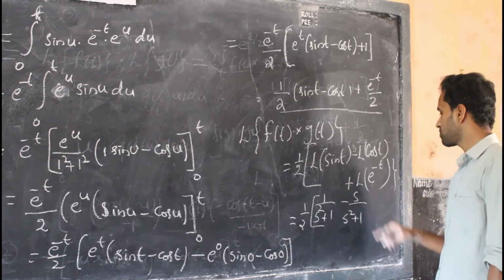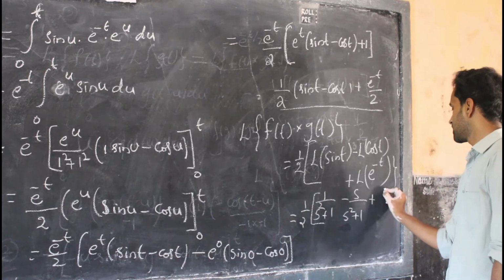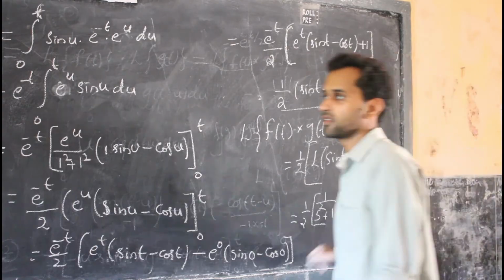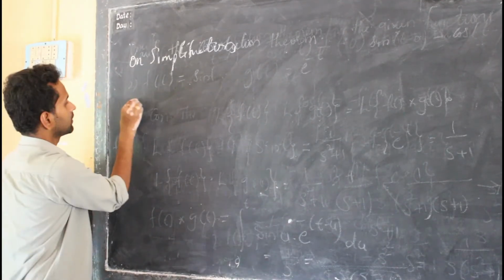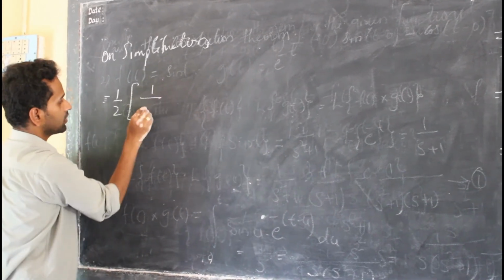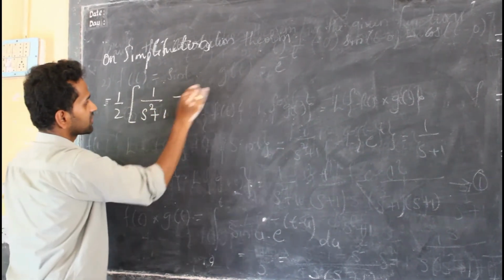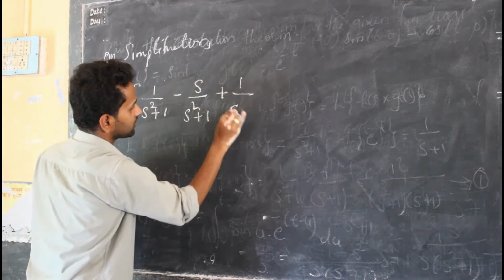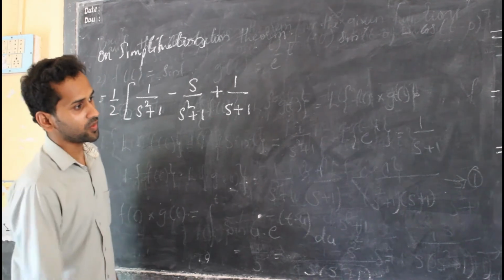Laplace transform of e to the power of minus t becomes 1 divided by s plus 1. Let us simplify this. On simplification, we will be getting 1 by 2 into 1 by s square plus 1 minus s divided by s square plus 1 plus 1 divided by s plus 1. What will we have here?